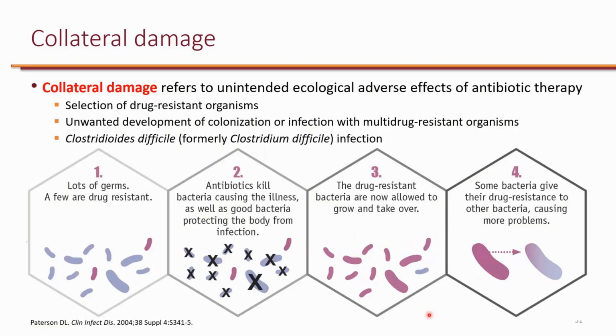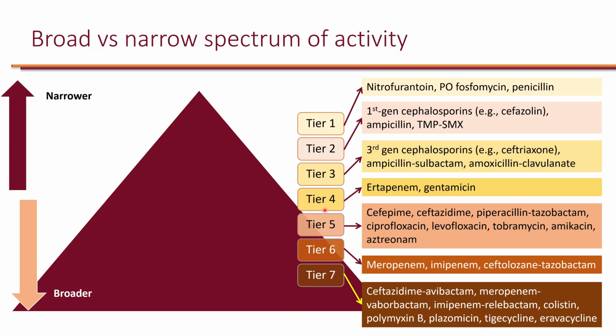This selective pressure is greatest with broadest antibiotics, and the risk is lowest with narrowest antibiotics. So therefore, it is important to keep that in mind, and when we select antimicrobial agents for our patients, to choose the narrowest possible option. This pyramid is designed to help you understand broad versus narrow spectrum of activity. It is important to know that there is no such thing as a tiering system when it comes to broad versus narrow spectrum of activity. I have created this pyramid just to help you understand broad versus narrow.